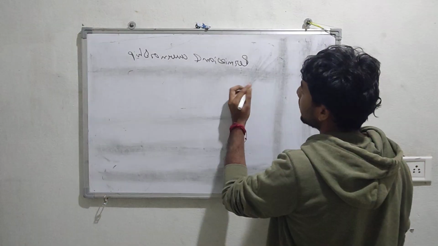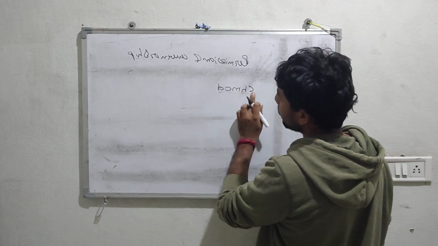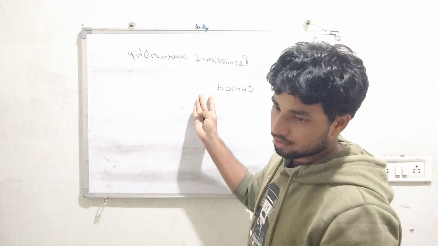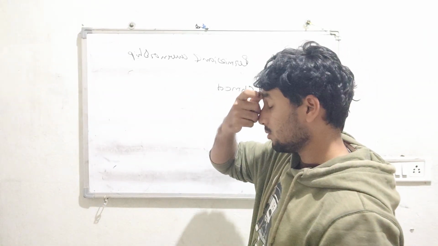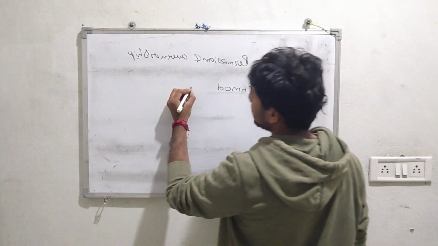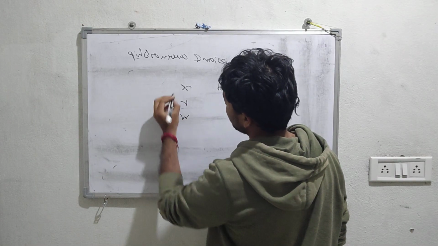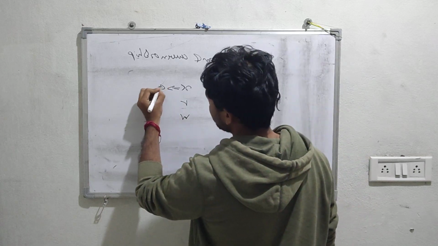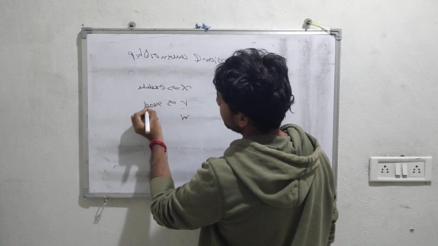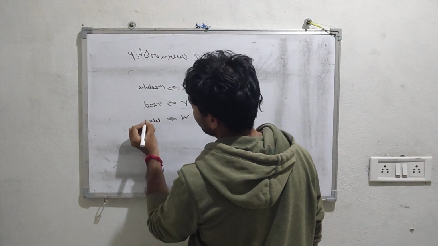So the command is chmod. Chmod means change mode. There are three types of properties that come under this chmod command: x, r, and w. What x does is it executes the file. What r does is it reads the file. What w does is it writes the file.